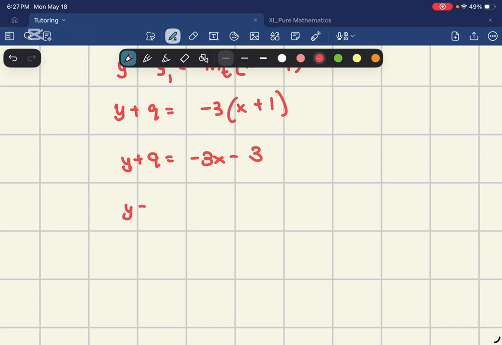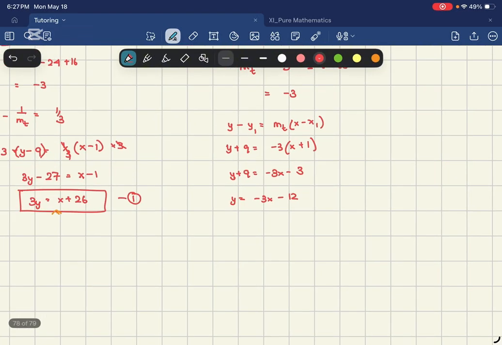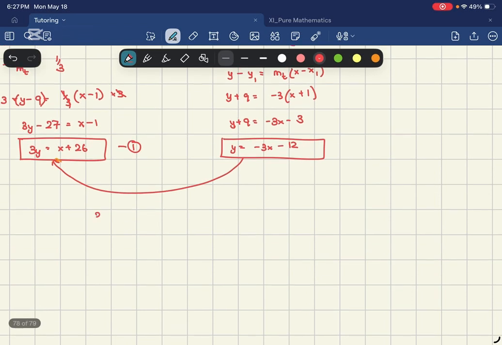So y is equal to negative 3x minus 12, right? You have to subtract 9 from both sides. I was like, okay, where did I make the mistake? Okay, here. So now you substitute this here. So 3, your y is minus 3x minus 12, x plus 26. You have minus 9x minus 36.